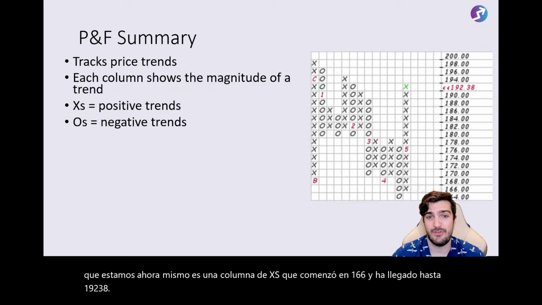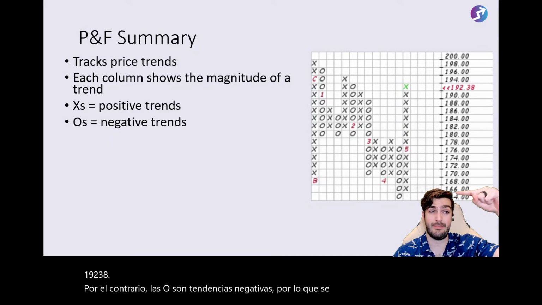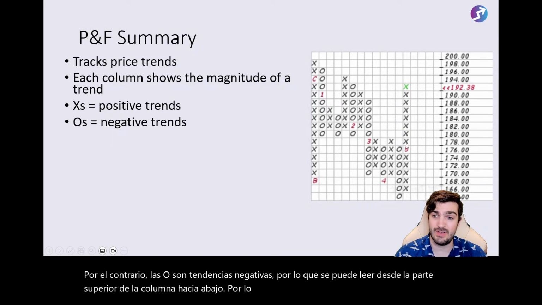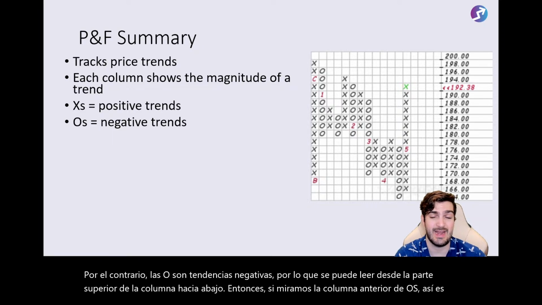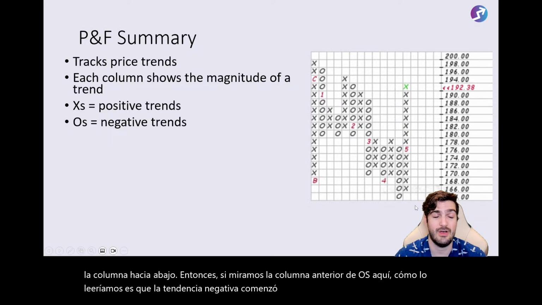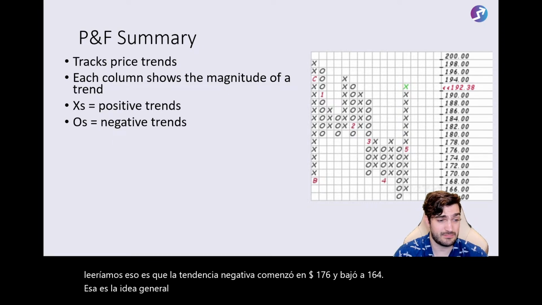Conversely, O's are negative trends. So you would read that from the top of the column going down. So if we looked at the previous column of O's here, how we would read that is that that negative trend started at $176 and went down to $164. That's the general idea of how that works.